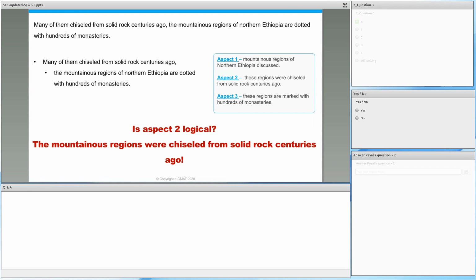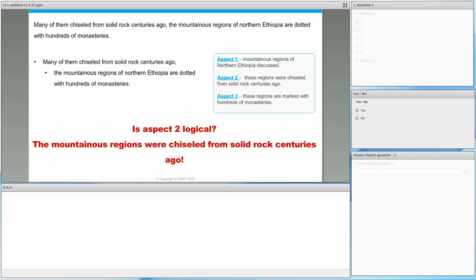Now, if I were to ask you this question, take a look at aspect 2. Does this make sense? Take the yes or no poll and let me know. And guys, I just want to let you know that whenever we ask you a question, the answers should come through the polls. The Q&A pod is for you to ask a question to us. Okay? So whenever you are asked a question, please put in your response in the polls.